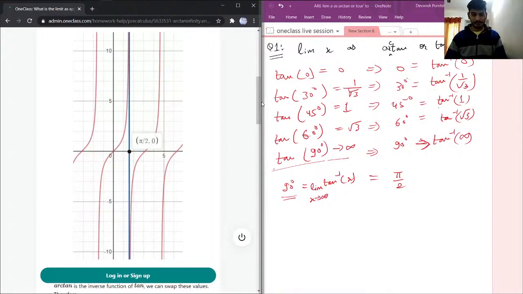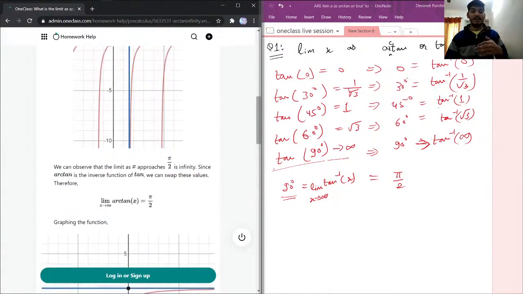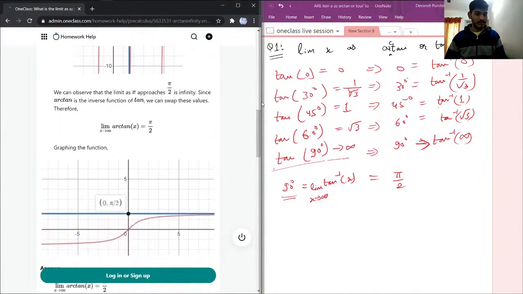This part of the curve looks linear, but as it crosses this point, it becomes a non-linear graph. As my angle reaches pi by 2, we have an asymptote. The tangent of pi by 2 is approaching infinity, but the property of an asymptote is that it is never equal to infinity. So we can observe that the limit as x approaches pi by 2 is infinity. Since arctangent is the tangent inverse function of tangent, we can swap these values. Therefore, the limit as x approaches infinity of arctangent of x equals pi by 2.